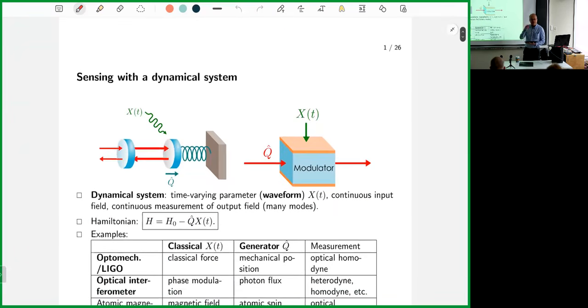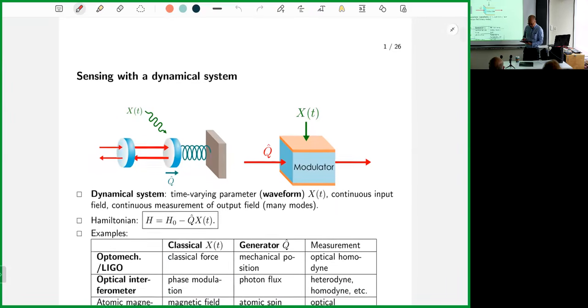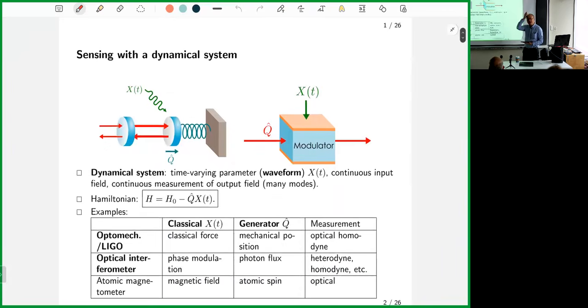This talk is about sensing with a dynamical system. You might have heard a lot about fundamental studies in quantum metrology and sensing. A lot of theoretical studies focus on toy models. You assume there's a qubit, you assume there's some simple phase shift, and then you do a measurement. You look at a sensor in real life, like LIGO, or look at magnetometry. The situation in practice is a lot more complicated.